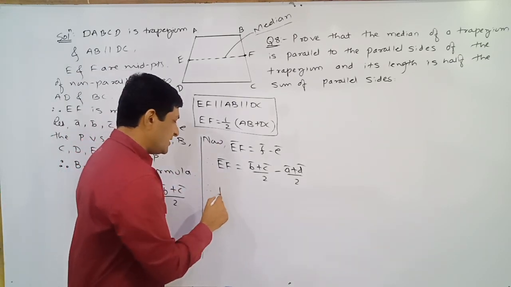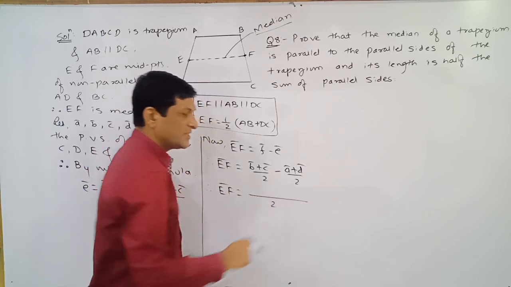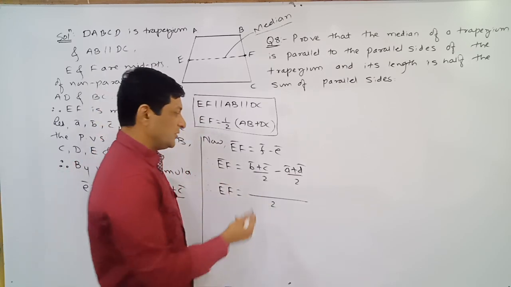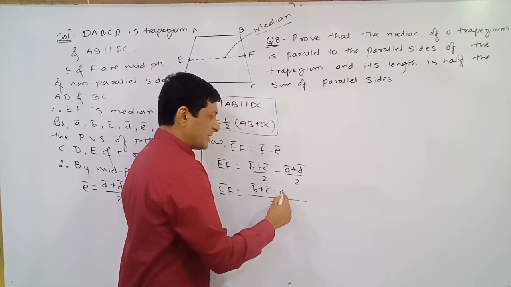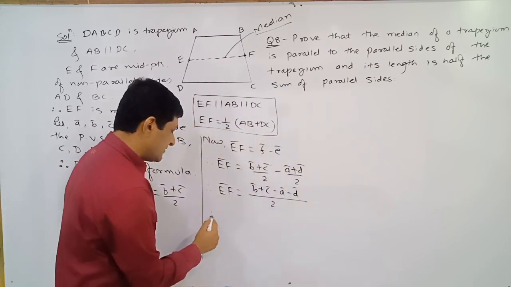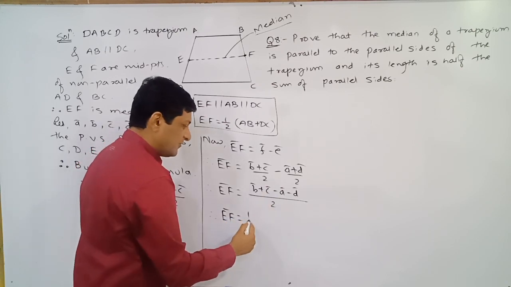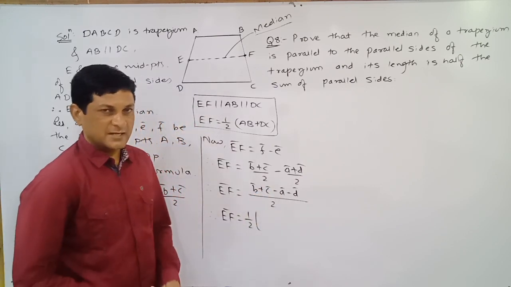Therefore EF bar will be equal to, you will observe the denominators of both the terms are the same. Since the denominators are the same, we are taking the subtraction of the numerators. So what will we get here? B bar plus C bar minus A bar minus D bar. So EF bar is equal to this half, keep it as it is, taking the 1 by 2 on one side.